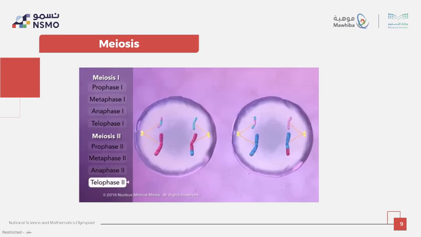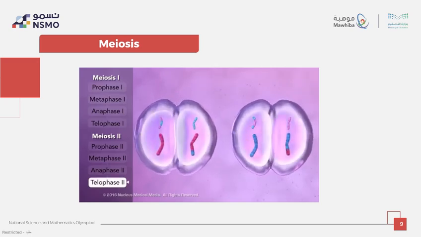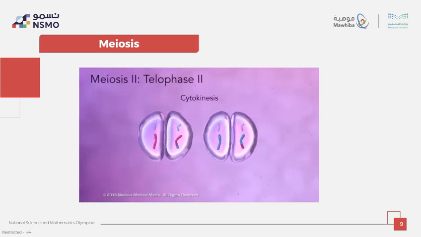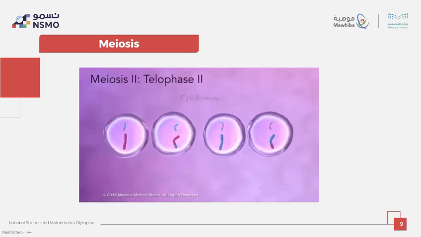Finally, during telophase 2, the spindle fibers disappear and nuclear membranes reform, and cytokinesis occurs in both cells. Meiosis 2 ends with 4 genetically different haploid daughter cells.